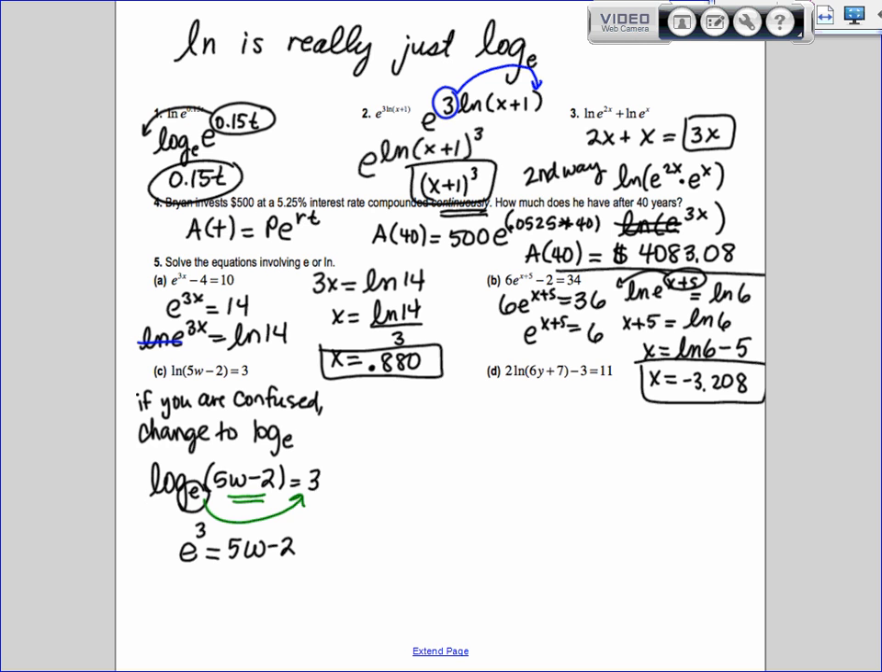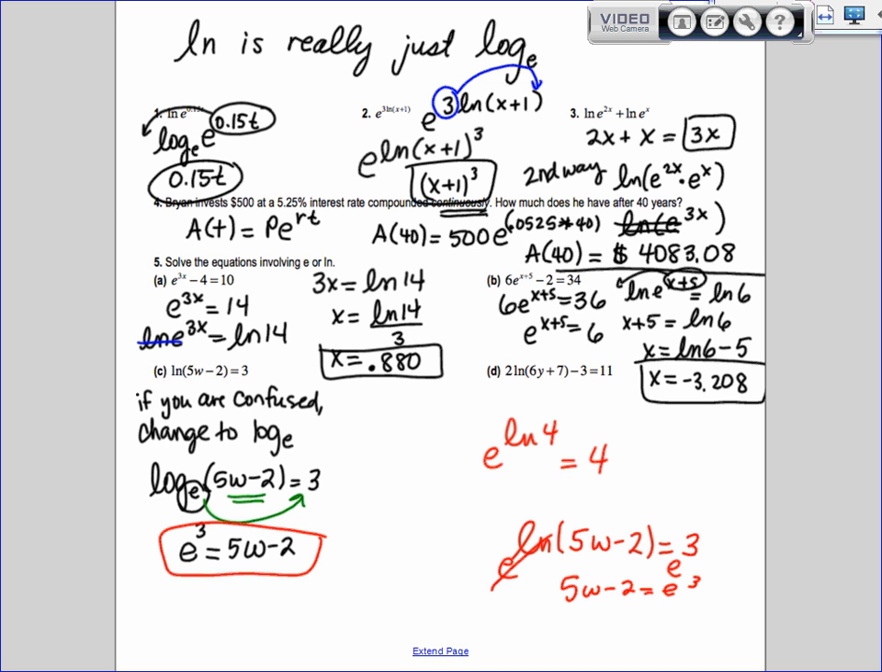So sometimes it's easier when you see it like that. Now, another thing you could do: if you have natural log of 5w minus 2 equals 3, you know that e to the natural log of 4 is 4, right? You know that cancellation thing. What if you did e to both sides? This cancels, right? So you get 5w minus 2 equals e cubed. Does that make sense? That's what you had right here, so it's the same thing. You could do that as well. It's just kind of a little shortcut, like e to both sides.